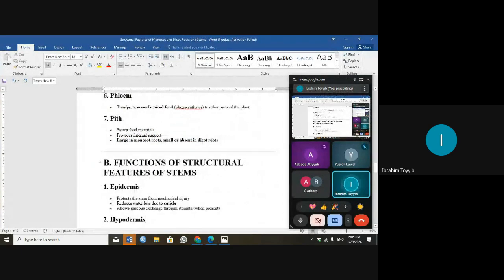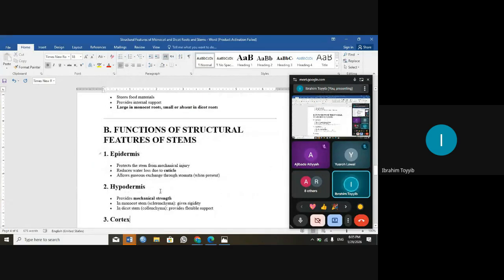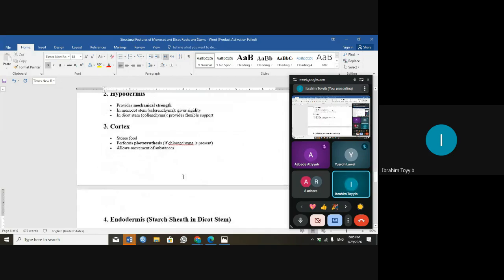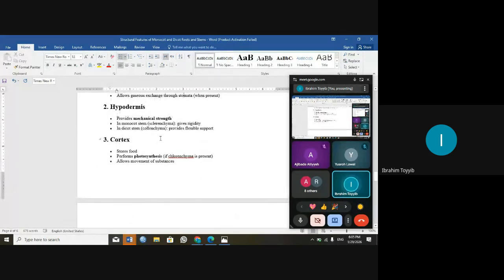Functions of the structural features of the stem. Epidermis has still the same function: protection, reducing water loss due to cuticle in the stem. So in the stem, it protects the stem from mechanical injury, reduces water loss due to cuticle, and allows gaseous exchange through stomata when present. Hypodermis provides mechanical strength in the monocot stem.